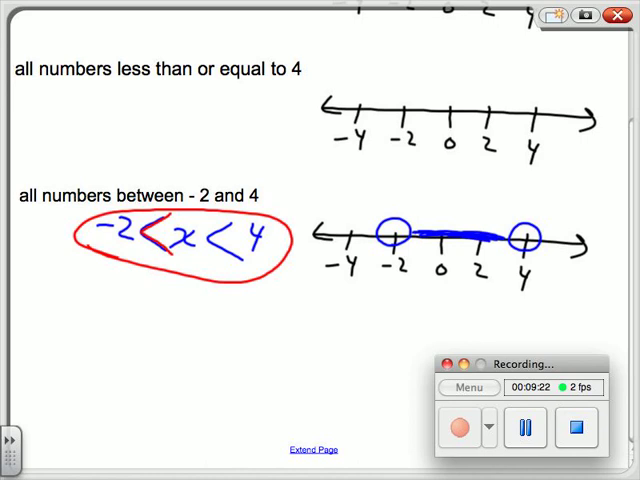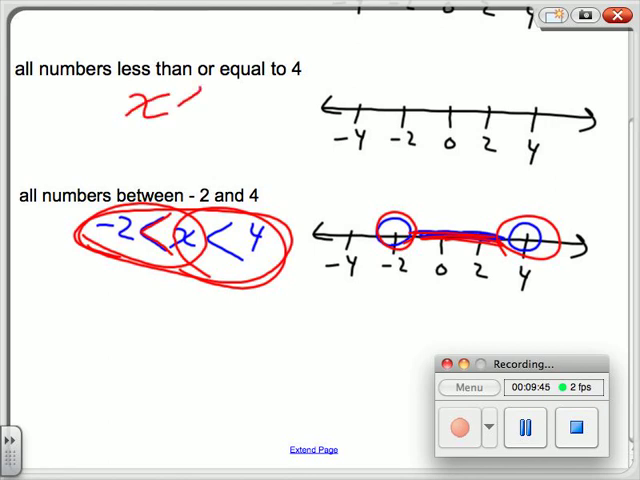So all numbers between negative 2 and 4 is represented on the number line like this, represented algebraically by x being between negative 2 and 4. And you can see this means x is greater than negative 2 and x is less than 4, which gives us that spot on the number line. Obviously all numbers less than or equal to 4, you just write x is less than or equal to 4. And for the top one, x is greater than 2. You can figure that out as well. So just a quick little review of the number line graph.